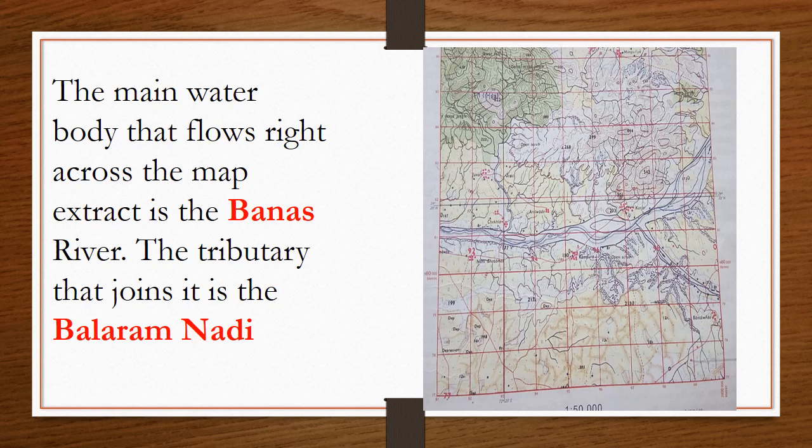Now, generally in the exam, the question is asked which rivers are shown in this district or on this topo sheet. Here, the main water body that flows right across the map is the Banas River. Here you can see the Banas River and its tributary, the Balram Nadi. So in this way, it can be identified very easily. Also the direction of the Banas River or the Balram Nadi is asked. So from northeast to south or northwest we can indicate, right?